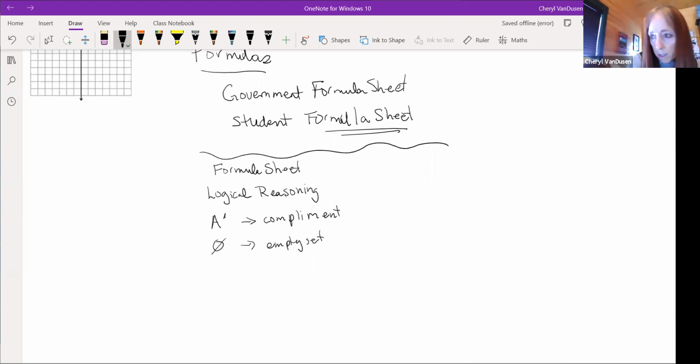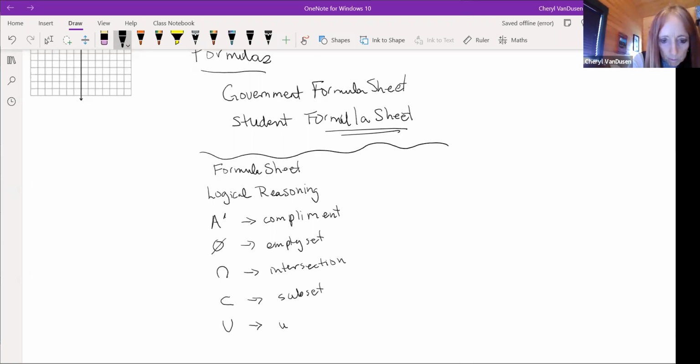It basically means nothing in there. And then we've got the intersection, and we've got subset, and we've got union. Let's talk about the ones that are on the actual government formula sheet, make sure we understand what each of them are saying, and then see if there are some that we haven't added in.